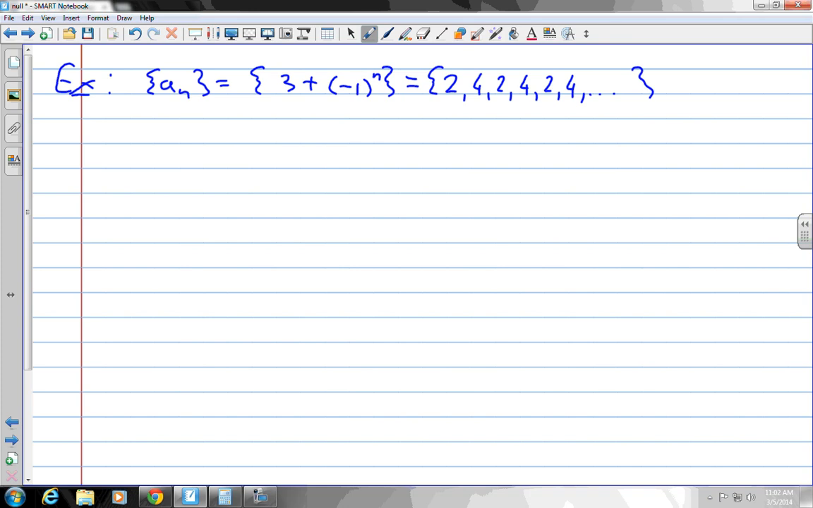So is there a limit? No, because it has to work for whatever epsilon you think of. So no limit. It jumps between 2 and 4. Another example: a sub n is defined by n squared over 2 to the n minus 1.